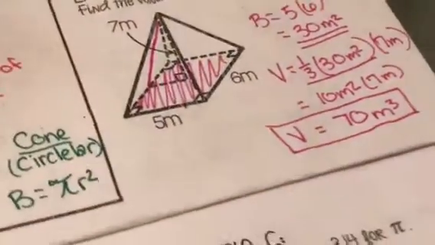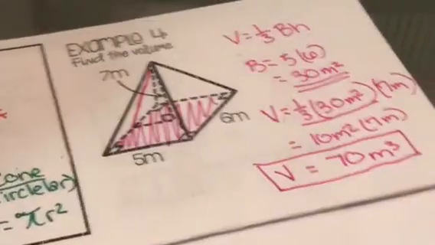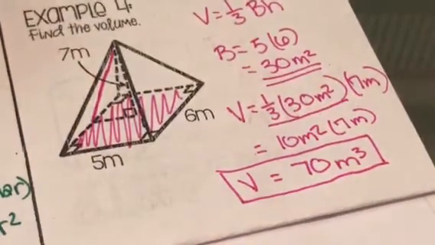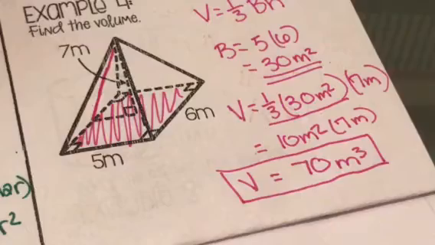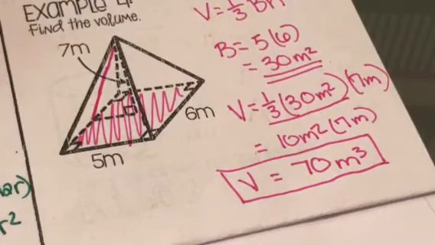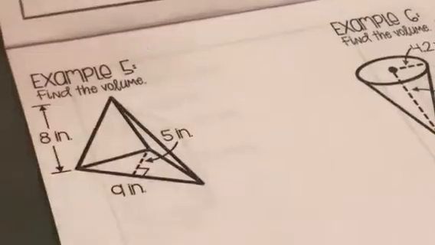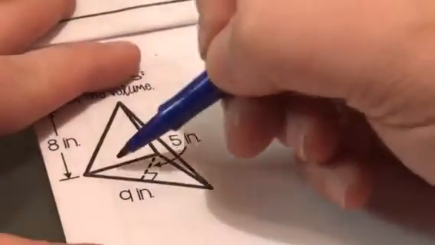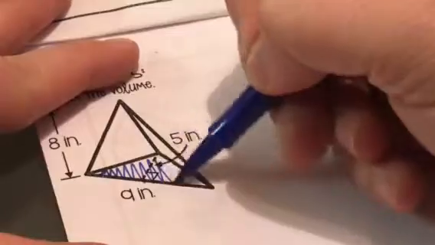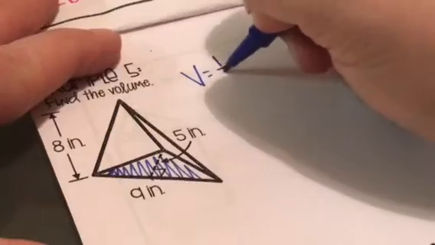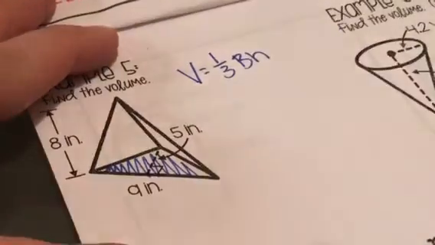Okay. Now remember, you can pause this video. You can rewind the video. Okay, let's go ahead and go to example 5. Now example 5, you see that the bottom is a triangle. So this is right here. Gonna lightly shade it. Remember the formula you're using is V equals 1/3 big B times H.